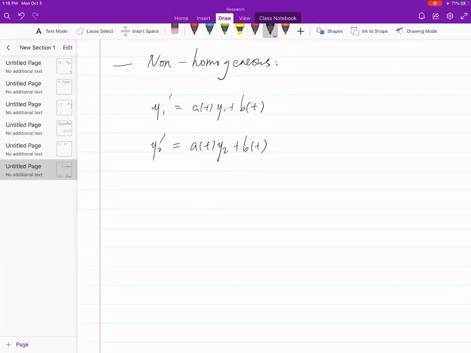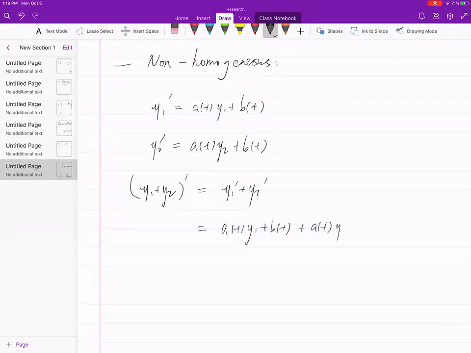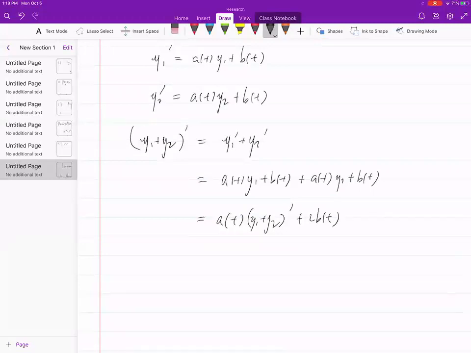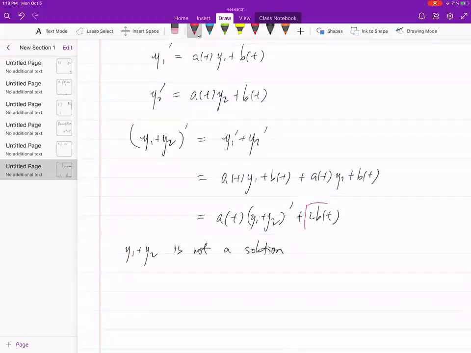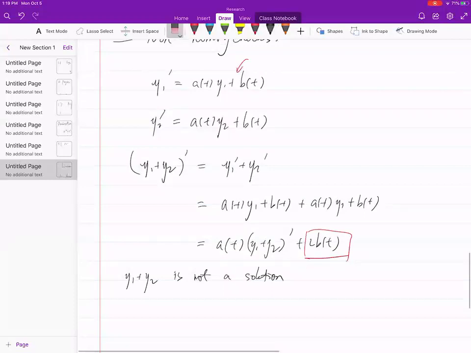Now what about y1 plus y2? Well, it's going to be y1 prime plus y2 prime, which is a(t)y1 plus b(t) plus a(t)y2 plus b(t), which is a(t)(y1 plus y2) plus 2b(t). This implies y1 plus y2 is not a solution, even though both are. For y1 plus y2, you need a 2 here in order for that thing to satisfy. So this is not going to work.